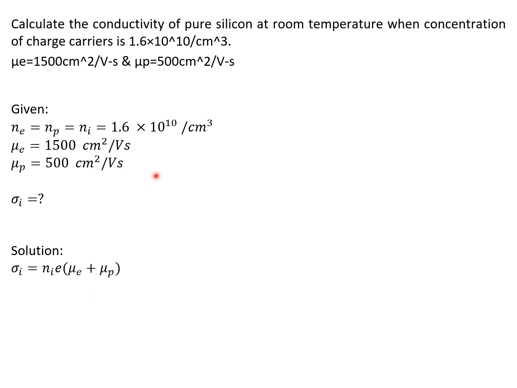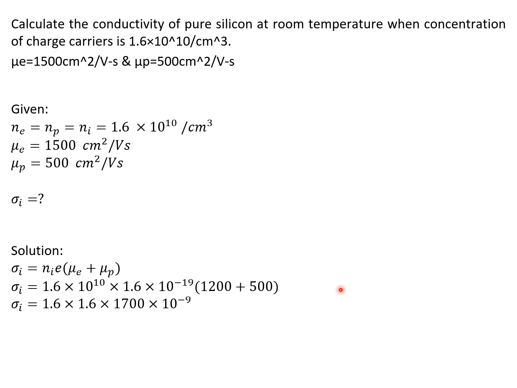Let us write the formula: sigma = Ni e (mu E plus mu P). We need to do nothing but to put the values which are given, and we will do the calculations to arrive at the answer. Sigma intrinsic is equal to 5.12 into 10 raised to minus 6 mho per centimeter.